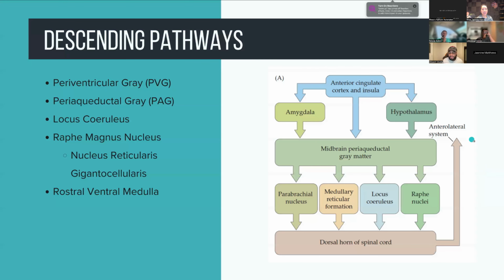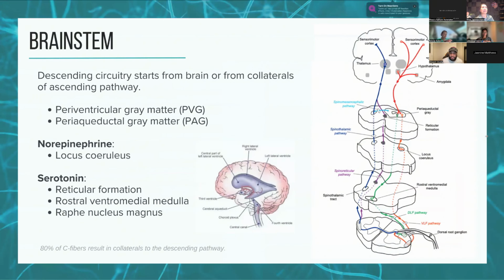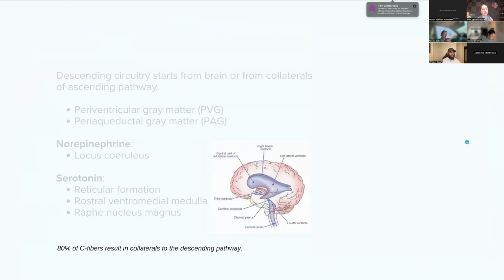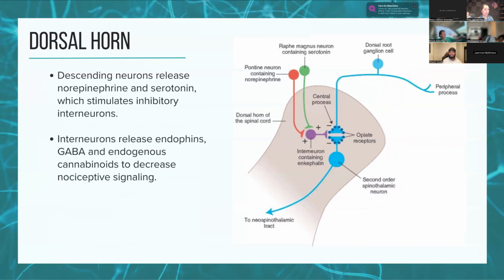All right. This is just a simple graphic of what I just explained about some of these descending pathways. This is just explaining again the different areas. So the locus coeruleus is mainly norepinephrine. Some of these areas here are mainly serotonin, but I think that we understand that well now.